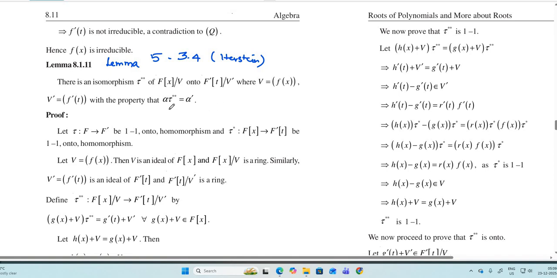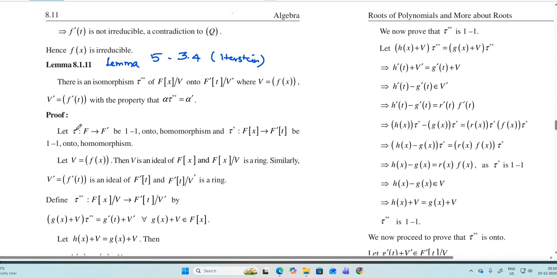In this video, we will have the proof of Lemma 5.3.4 and Theorem 5.3.3. Now, this lemma states that there is an isomorphism tau double star from F[x] mod V onto F'[t] mod V', where V is generated by f(x) and V' is generated by f'(t), with the property that it takes the base field element alpha to alpha'.